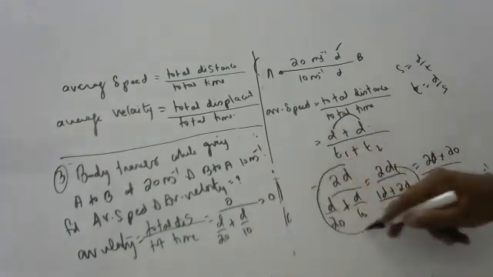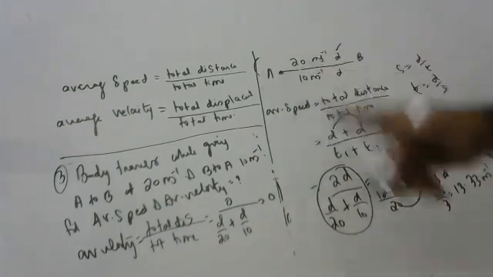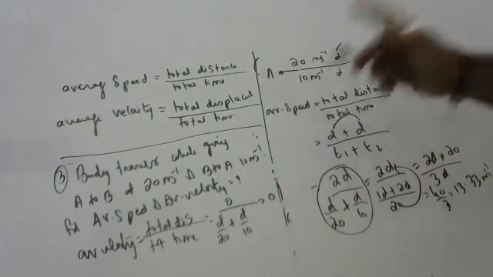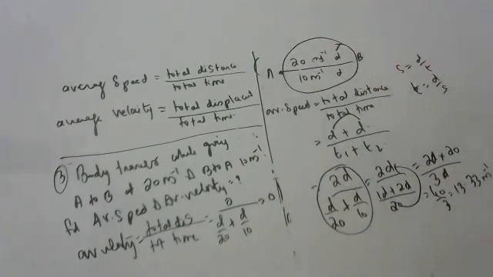Children, like this you should do. See, children, how I am doing. Be careful: while going d, while coming d, but while going d by 20, while coming d by 10. Like these questions, you should be very, very careful. If you make any mistake, it is gone, children. One more sum like this.